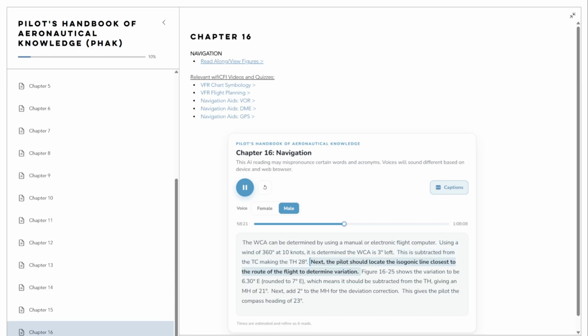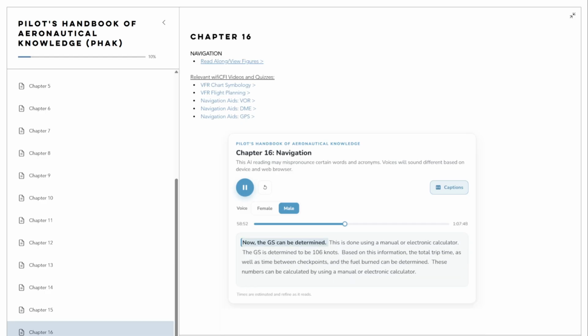Next, the pilot should locate the isogonic line closest to the route of the flight to determine variation. Figure 16-25 shows the variation to be 6.30 degrees east, rounded to 7 degrees east, which means it should be subtracted from the TH, giving an MH of 21 degrees. Next, add 2 degrees to the MH for the deviation correction. This gives the pilot the compass heading of 23 degrees.